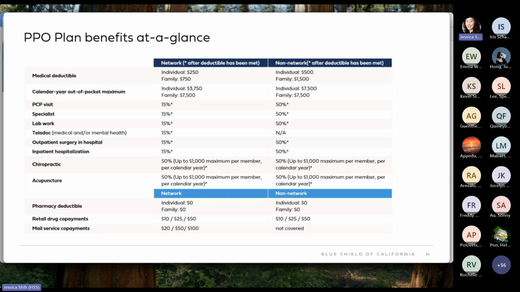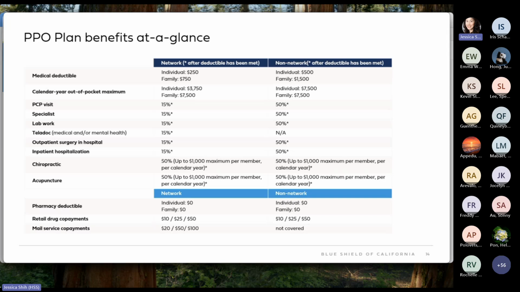Chiropractic and acupuncture services are both 50% up to $1,000 max per member per calendar year after the deductible has been met. For prescriptions, retail copayments are $10 for Tier 1 drugs, which are mostly preferred generic drugs and some brand drugs, $25 for Tier 2 drugs, which is mostly preferred brand drugs and some generic drugs, $50 for Tier 3 drugs, which is non-preferred generic and non-preferred brand, and $50 for Tier 4 drugs, which are specialty and high-cost drugs.